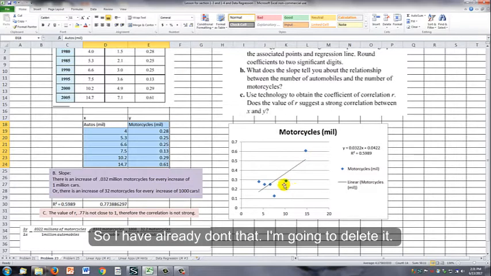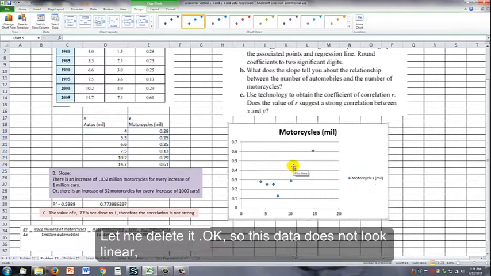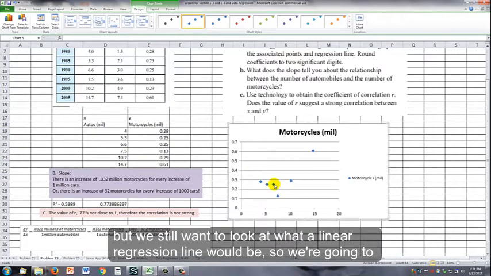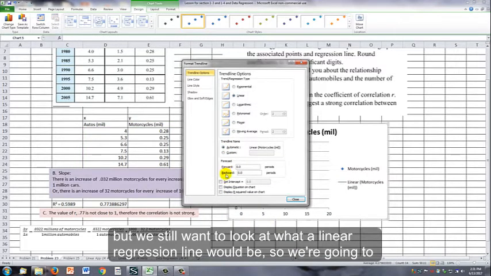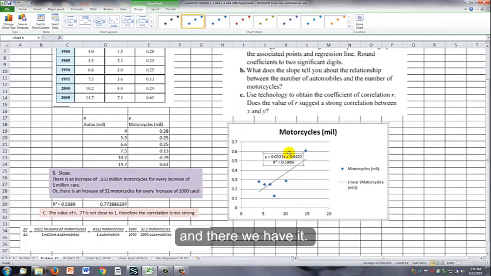Now what we want to do is create another regression line, and we're going to look at the correlation, the R value. So this data does not look linear, but we still want to look at what a linear regression line would be. So we're going to click on linear, display equation on chart, display R squared value, and there we have it.